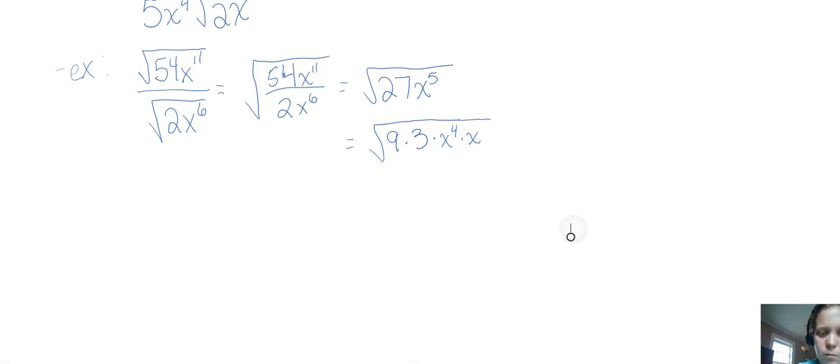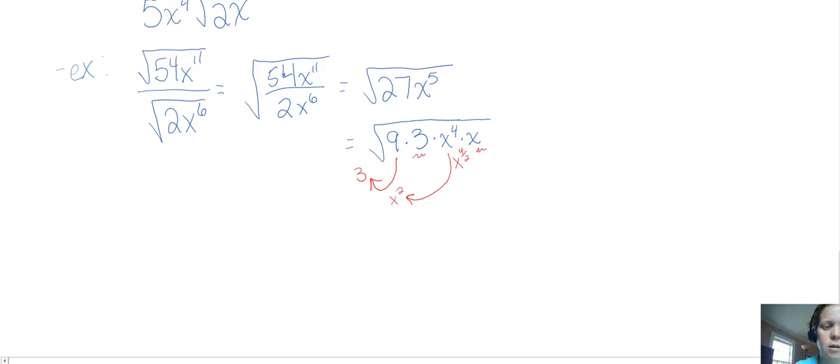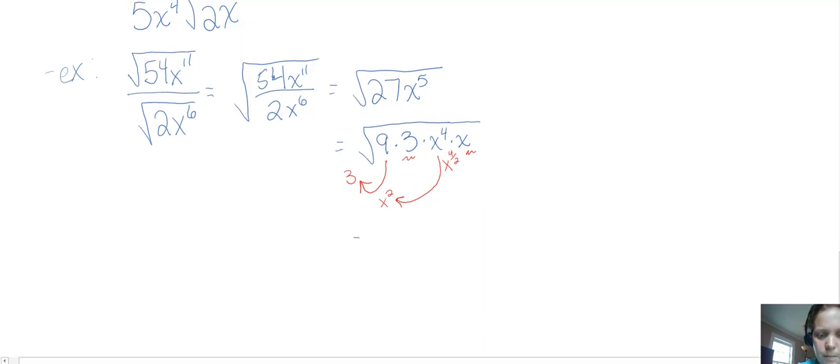Kind of like the last one. The 9 comes out, square root of 9 is 3, square root of x to the 4th, that's going to be 4 divided by 2, x squared. 3 stays inside, x stays inside. So I have 3 and x squared came out. You can even circle them, show them they're out. And I have to leave the 3 and the x on the inside.